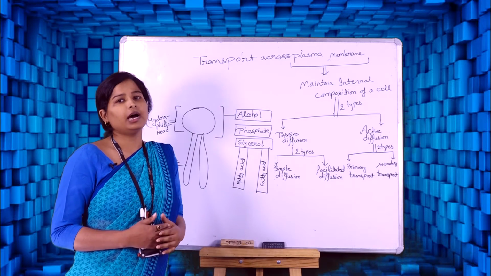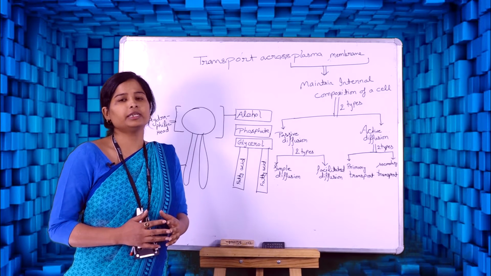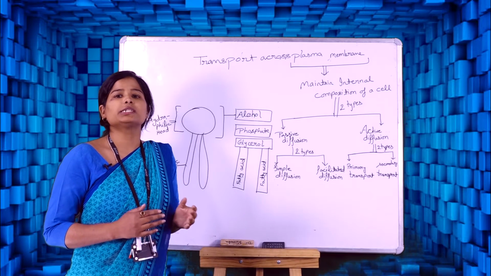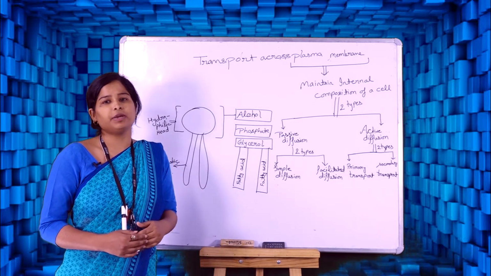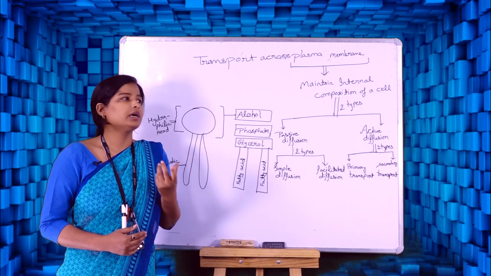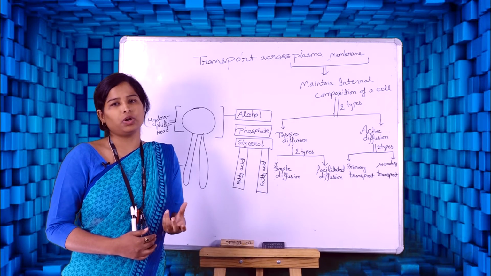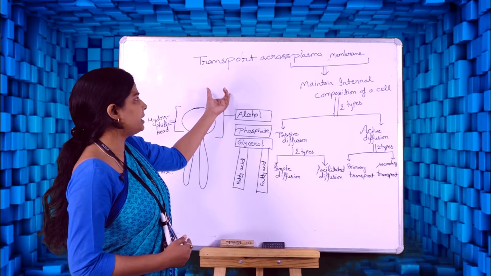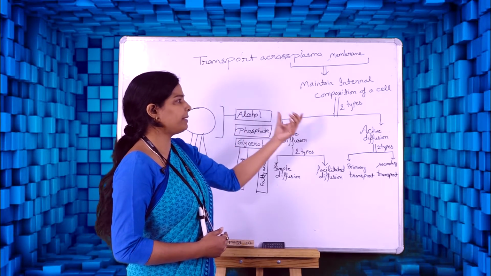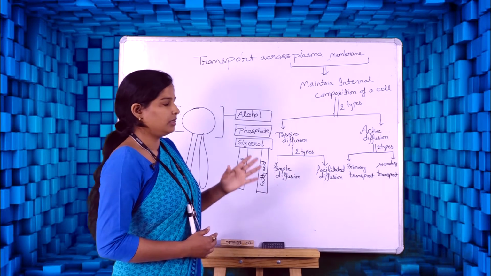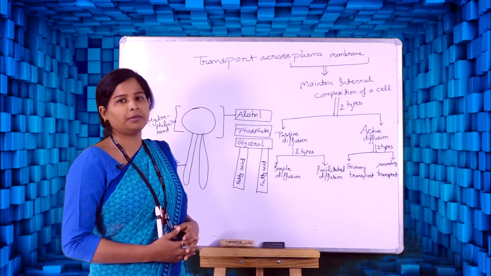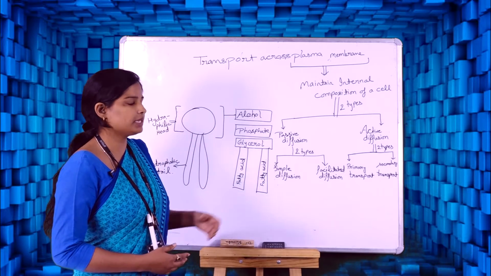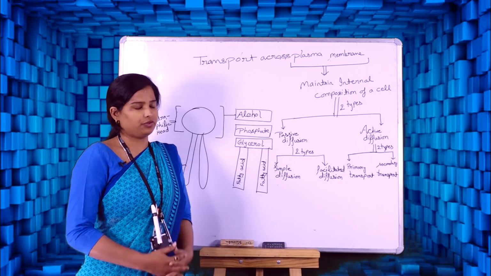To maintain the internal environment and internal composition of a cell, it is necessary for a cell membrane to be selectively permeable. It means it allows diffusion of some molecules across the plasma membrane. The transportation of molecules across the plasma membrane is mainly of two types, the passive diffusion and active diffusion.